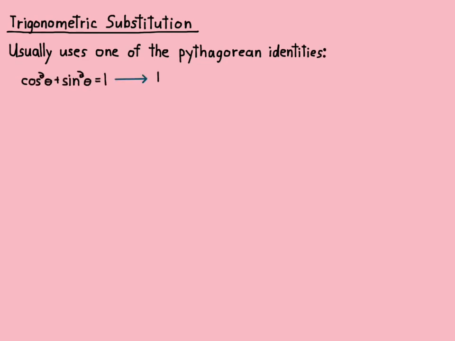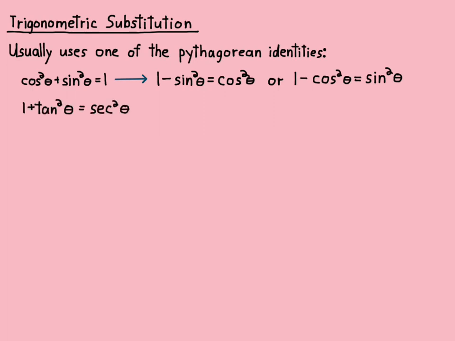Cosine squared theta plus sine squared theta equals 1. It is often written as 1 minus sine squared theta equals cosine squared theta. I just put the sine squared theta on the right, and then I flip them. So that means the same thing. You could also do 1 minus cosine squared theta equals sine squared theta. It doesn't matter. It comes out the same, works the same way.